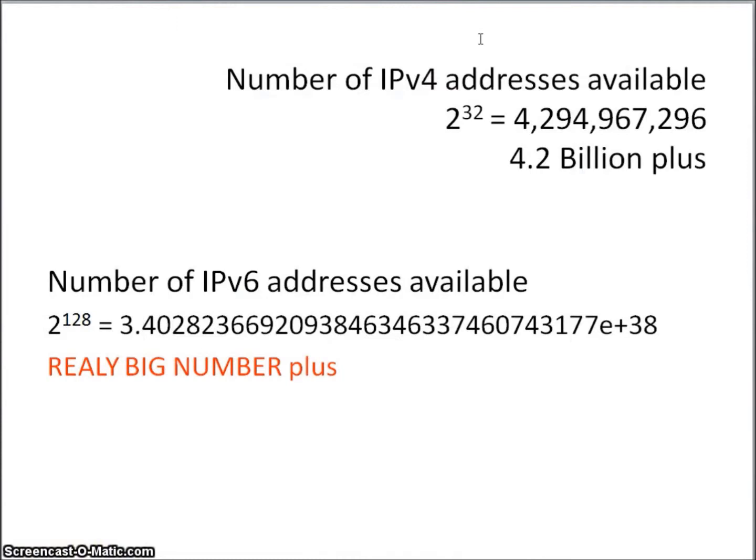Here's the number of IP addresses. The total number of IPv4 addresses is 4.2 billion plus, and the total number of IPv6 addresses is 2 to the power of 128. So this will give you trillions and trillions of addresses.